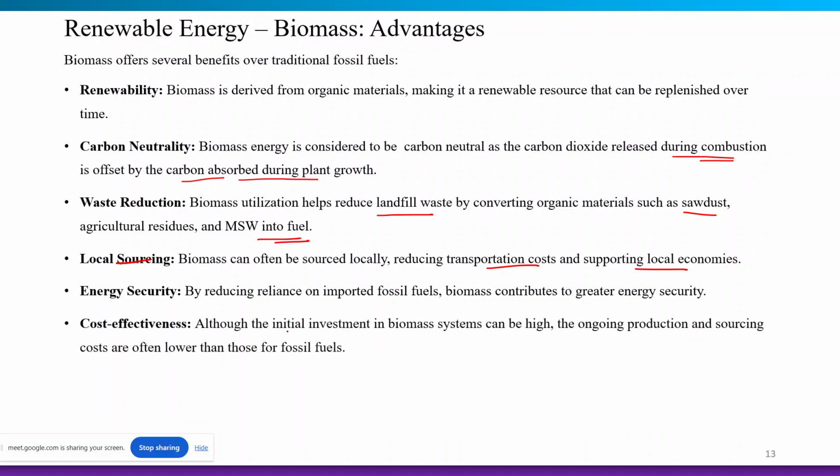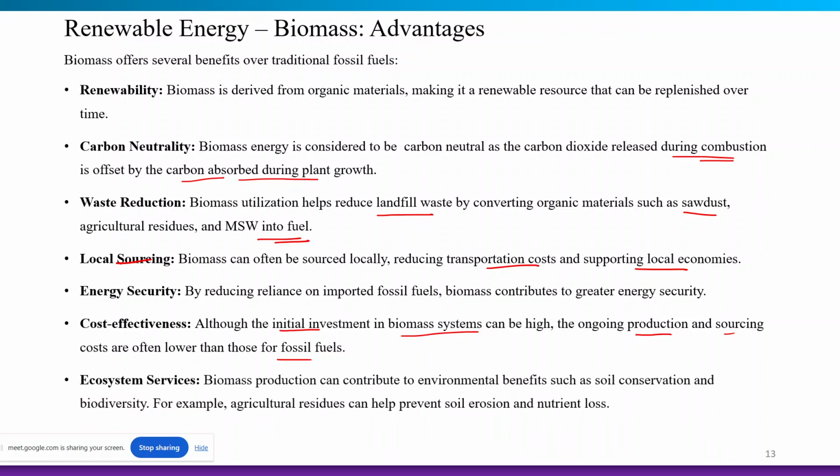Now, cost effectiveness: although the initial investment for a biomass system can be high, ongoing production and sourcing costs are often lower than for fossil fuels. Also, ecosystem services: biomass production can contribute to environmental benefits such as soil conservation as well as biodiversity. Agricultural residue can also prevent soil erosion and nutrient loss. So there are a lot of combined benefits when we use biomass as a huge cultivation and as a source of energy production. We are getting multiplied benefits out of that.